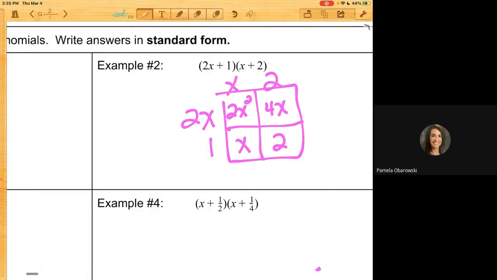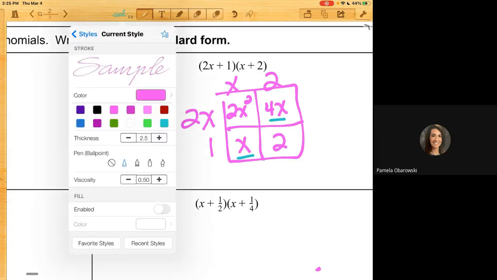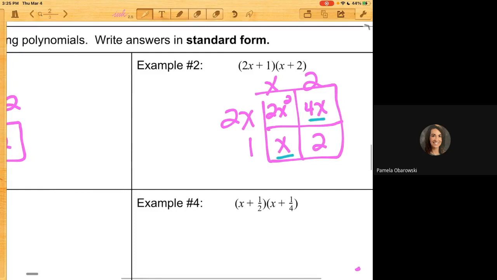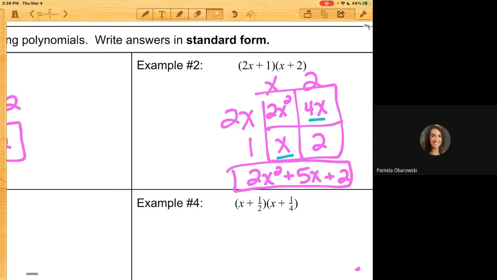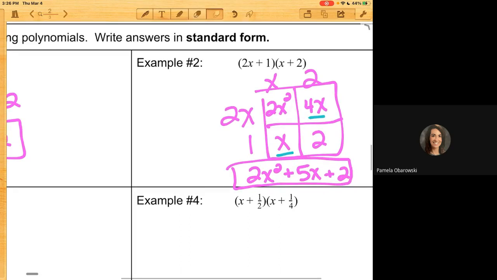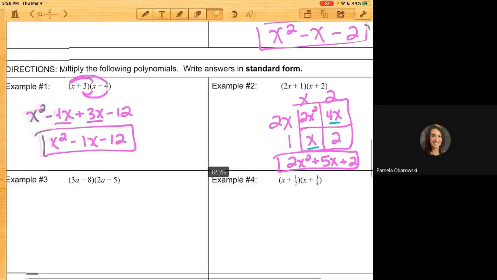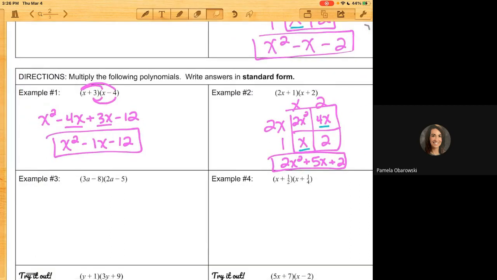I look for like terms in the box, these two, and I combine those together. I get 2x squared plus 5x plus 2. That's another quadratic trinomial. All right, so hopefully you guys are getting the hang of this.